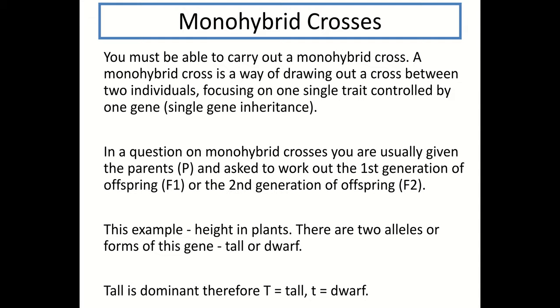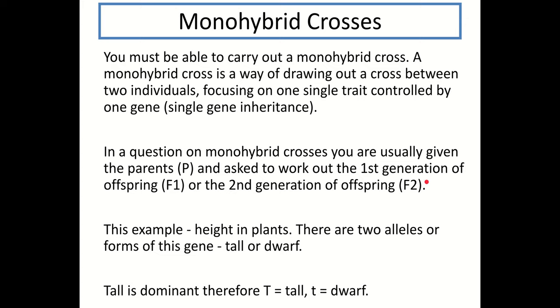This means that all of the examples I'm going to use are of discrete variation, as continuous is too difficult. In a question on monohybrid crosses, you're usually given the parental generation, which we refer to as P, and are asked to work out the first generation of offspring, which we refer to as F1, or the second generation of offspring, which we refer to as F2.